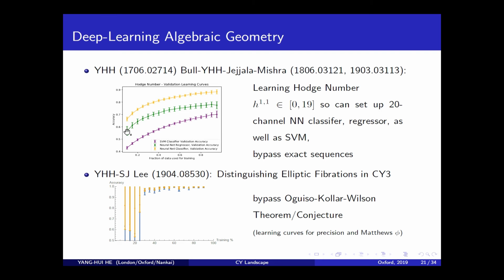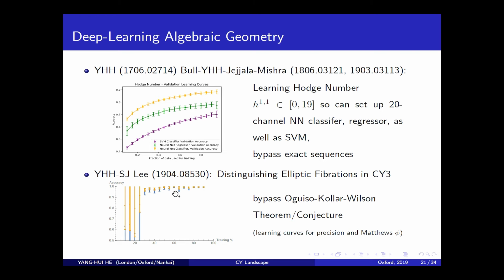Why stop there? Let's just go crazy, right? Can AI learn fancier things, like can it distinguish elliptic fibrations? For mathematicians in the audience like Mignon, this means something, and the flip. But for others, this is a hard problem. There are a lot of hard theorems and conjectures that you would have to bypass in order to do this. So I was doing this with Sanjay Lee at CERN, and look how well it's behaving. At 30%, it's almost 100% accuracy in distinguishing whether a manifold is elliptically fibrated.